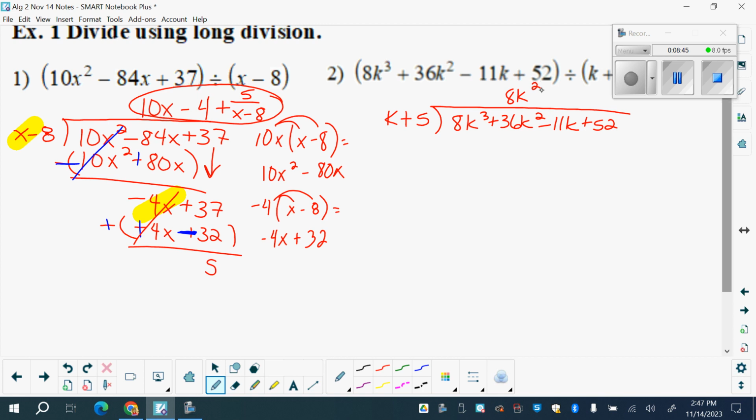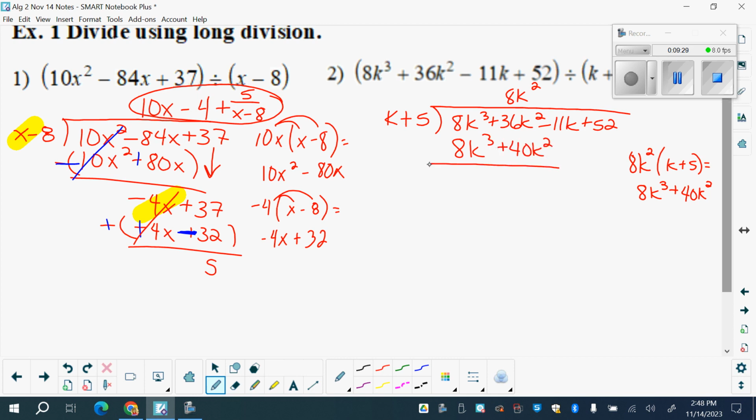It's really not important where you put it. It's not like when you have a number and you have to line them up. It's not the same. Doesn't matter where you put it. So now on the side, we take that 8k squared and we multiply it by the k plus 5. And we get 8k cubed plus 40k squared. So I bring that over here, 8k to the third plus 40k squared.